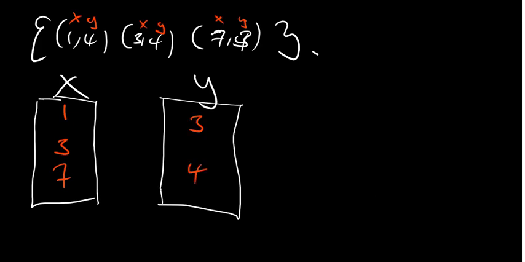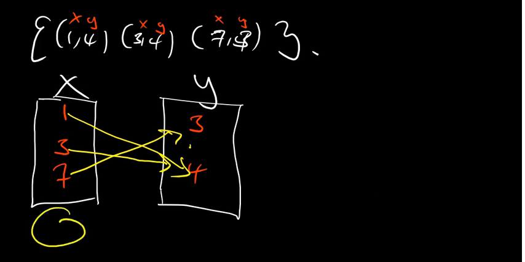Now let's see. 1 is mapping to what? 4. So we're going to have 1 all the way to 4. Next we have 3 to 4. Next we have 7 to 3. Now, is this a function or not a function? So this is a function because all the values of x, they are mapping to the values of y.